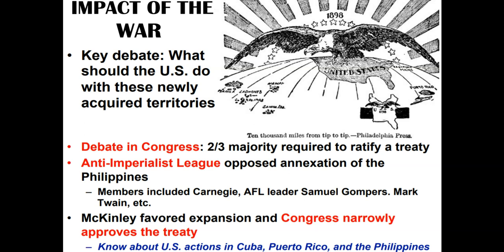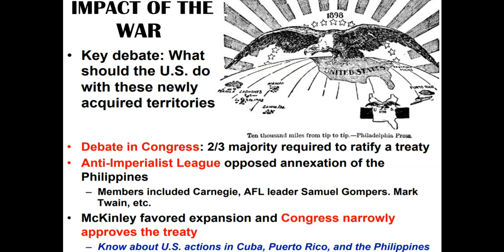What was the impact of the war? Well, there was a key debate. People were having debates about what was going to happen with all of this new territory. And it wasn't easy, because some people in the government felt that, yeah, we should be annexing those territories. Other people said, no, we should not be annexing those territories. And in the debate in Congress, obviously, a 2/3 majority is required to ratify a treaty.